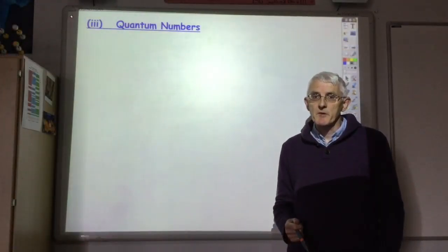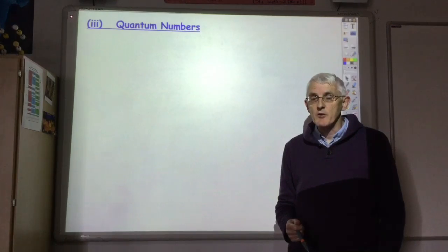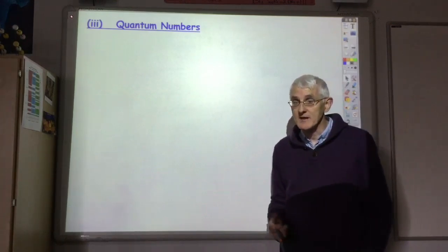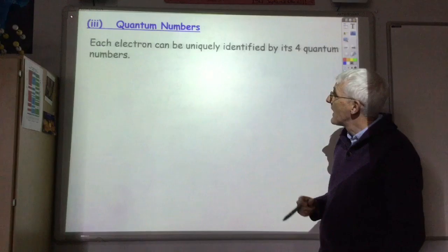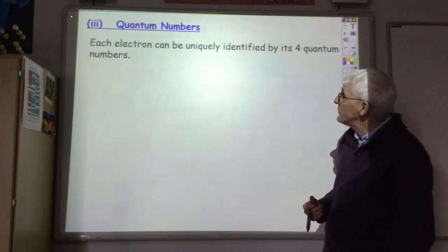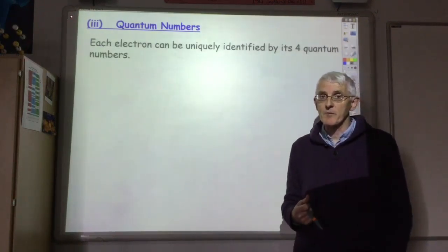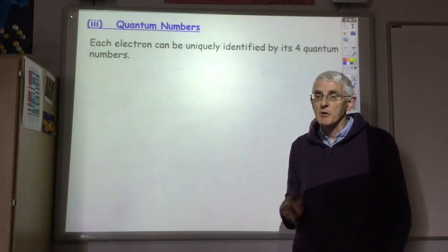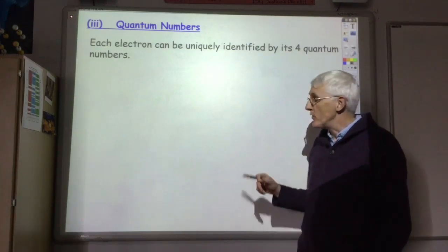So, what are quantum numbers? Well, quantum numbers are used to identify where an electron is within an atom. So each electron can be uniquely identified by its four quantum numbers. So I now want to tell you what the four quantum numbers are.